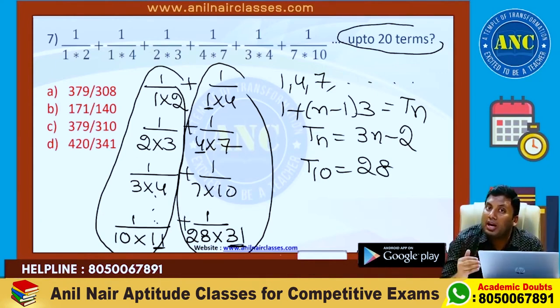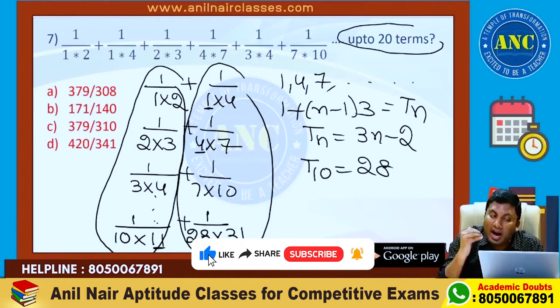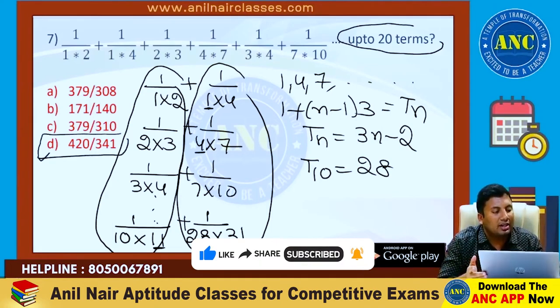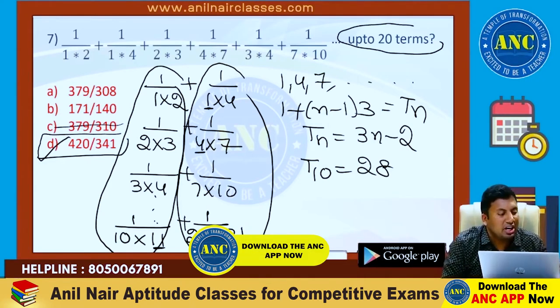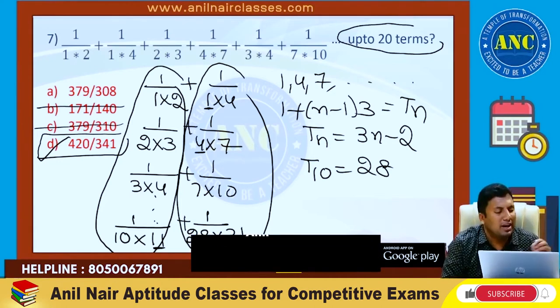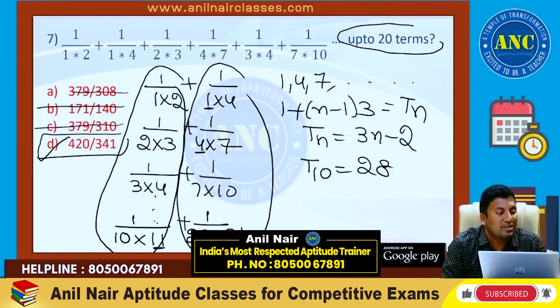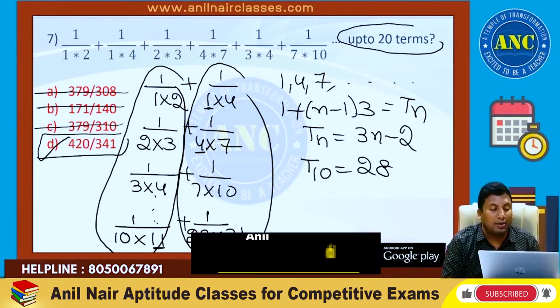Denominator should be divisible by 11 and 31. 11 and 31. 341. 11, 31, sir. 310, it is not divisible by 11. 140, it is not divisible by 11. 308, divisible by only 11 but not by 31.